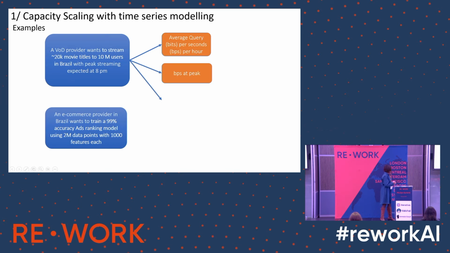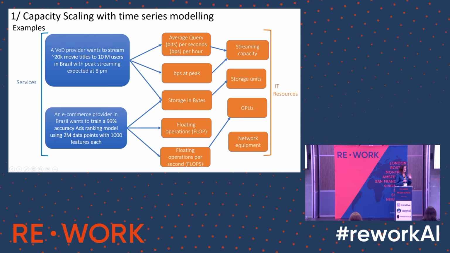Let me give some examples. So the animation here was really bad, but anyway. Imagine you have a video on demand provider that wants to stream 20,000 movies to 10 million users in Brazil, with peak streaming around 8 p.m. This should be translated into an average query per second. And then you need to have an idea about how many bits per second you would have at peak. So you need to make some assumptions there about the resolution that you're going to provide in general. Also, you need to know how this translates in terms of storage and bytes. And this eventually would translate into streaming capacity, storage units, etc.